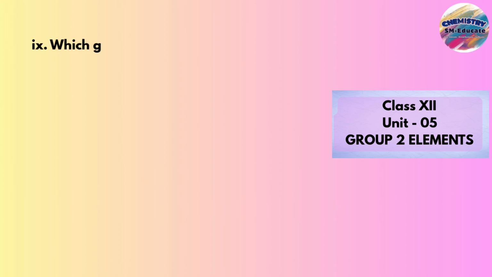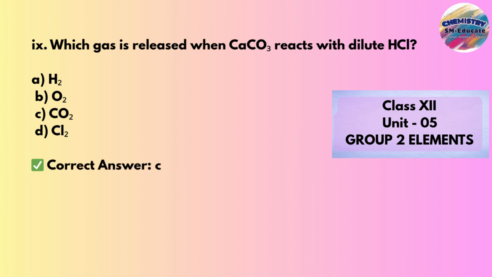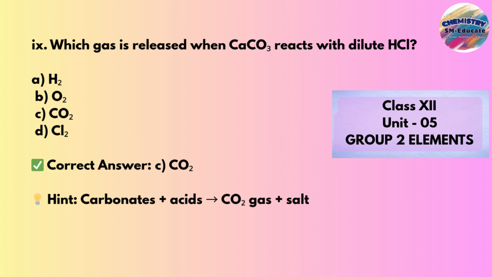Part 9. Which gas is released when CaCO3 reacts with dilute HCl? A. H2. B. O2. C. CO2. D. Cl2. Correct answer: C. CO2. Hint: Carbonates plus acids produce CO2 gas plus salt plus water.